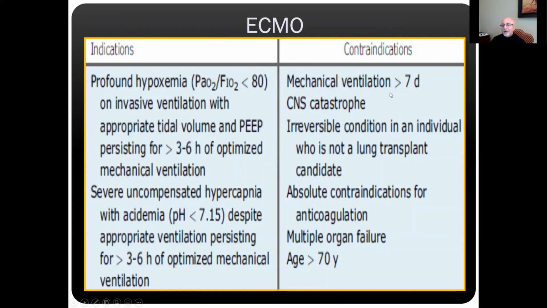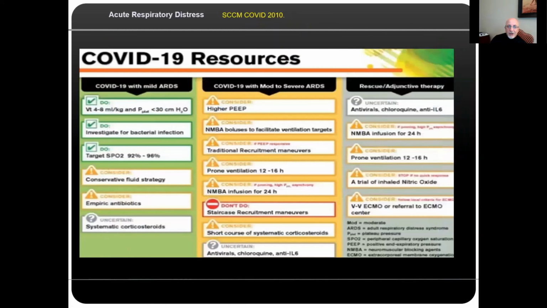Contraindications are mechanical ventilation greater than 7 days. Patient has had a stroke or a CNS catastrophe. The patient has an irreversible condition and is not a lung transplant candidate. Patient cannot be anticoagulated for some reason. Patient has multiple organ failure, and generally age over 70 is considered a contraindication.